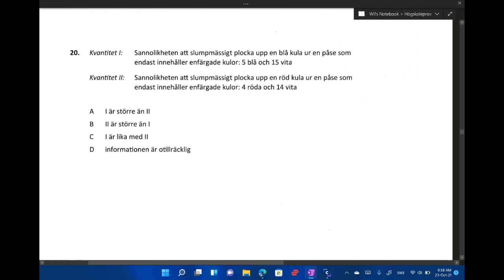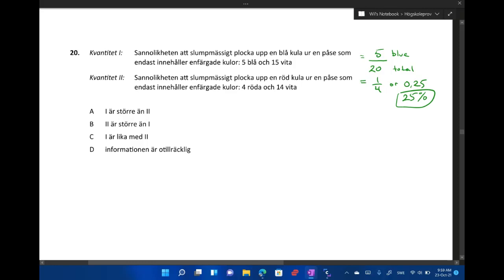So quantity 1 says the probability of choosing a blue color out of a bag of balls that have 5 blue and 15 white. Well, the probability of pulling a blue, you have 5 blue out of a total of 5 plus 15, which is 20 balls. So the total is 20. So the probability is the same as 1/4 or 0.25 or 25%.